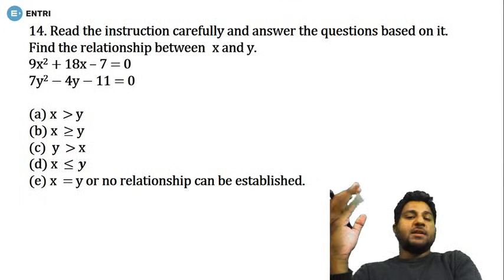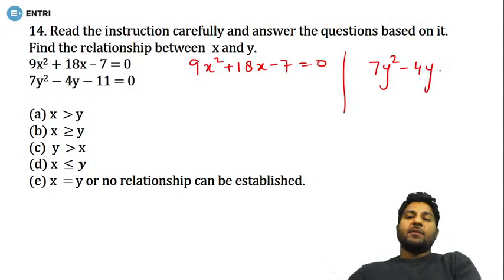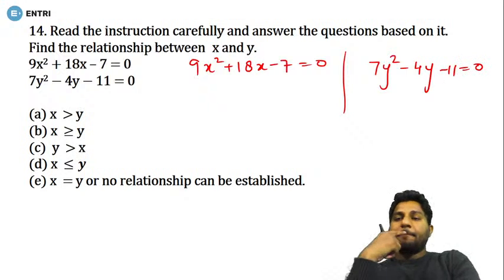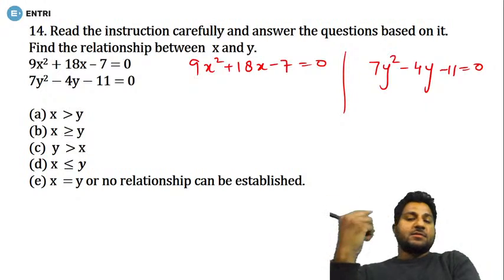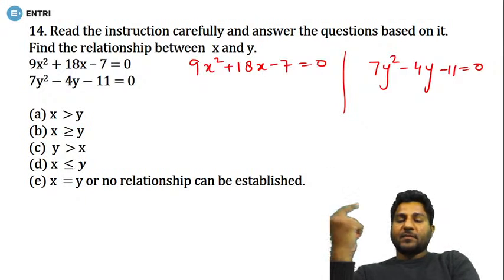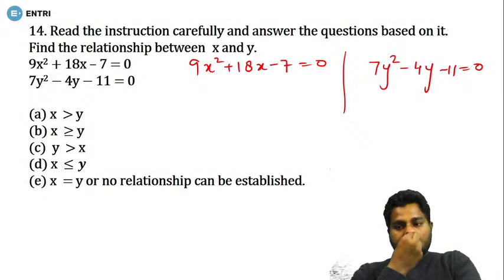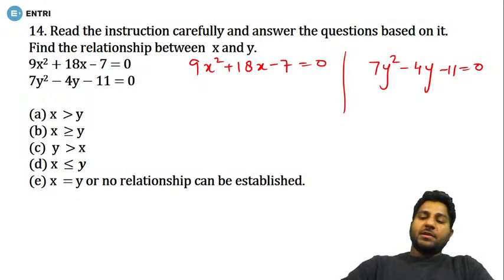Now tell me the answer of this question. 9x square plus 18x minus 7 is equal to 0. 7y square minus 4y minus 11 is equal to 0. So tell me the exact answer. I want you to do this question within a minute. Quickly, quickly. Okay, so E will be the answer of the 14th.